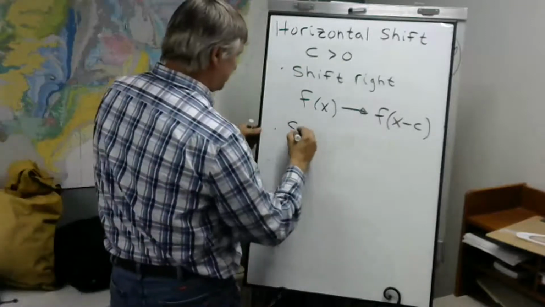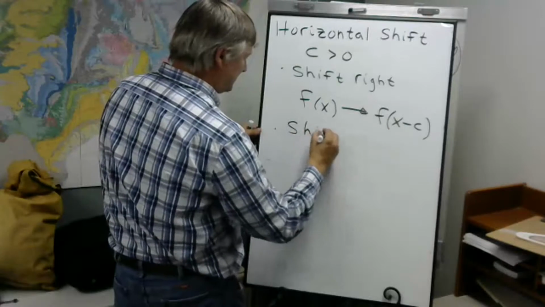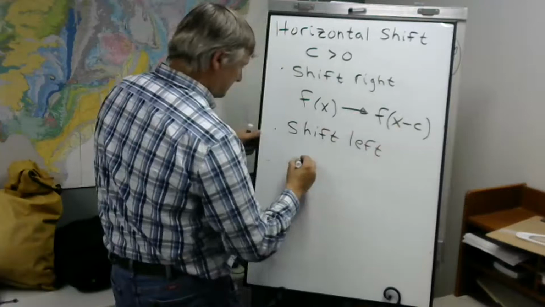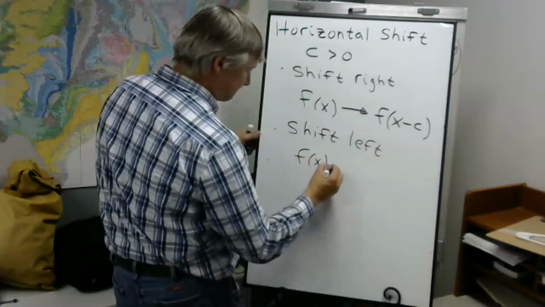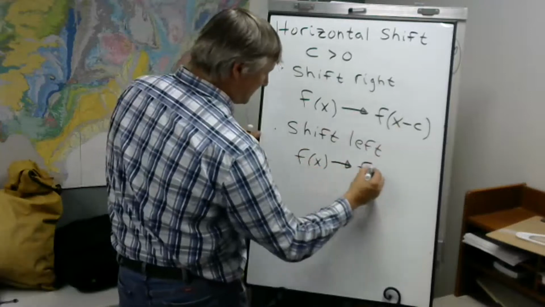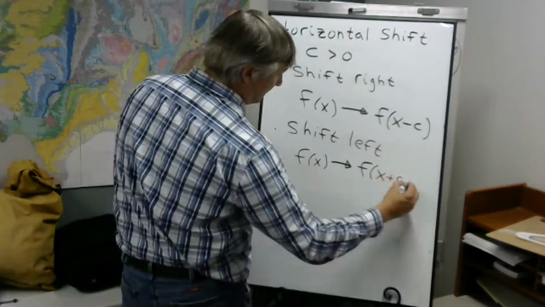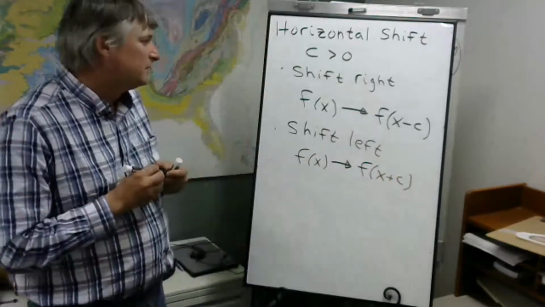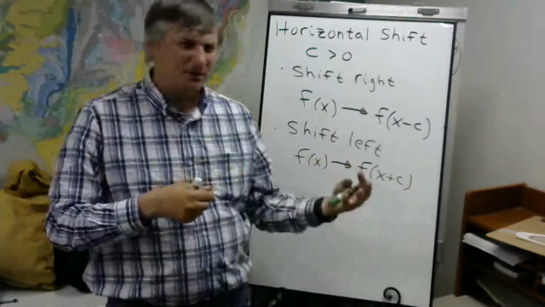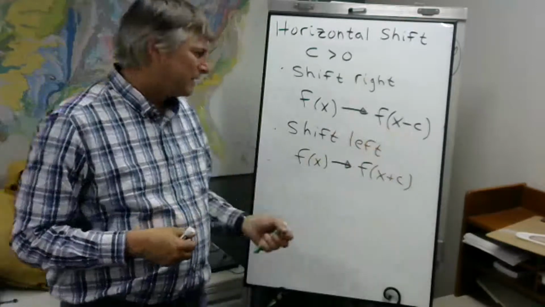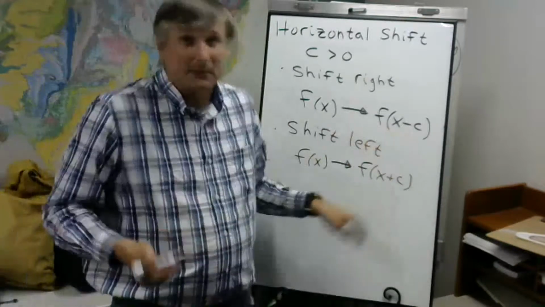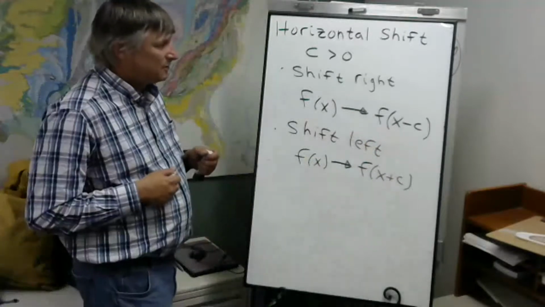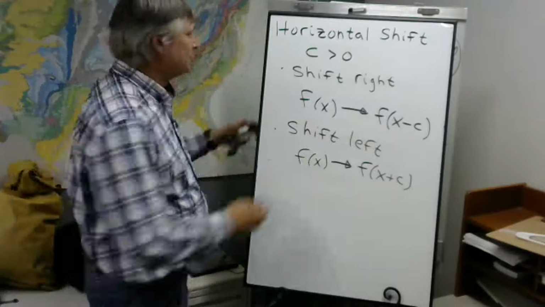But for a shift left in the negative x direction, you may have guessed it, f of x plus c, again, seems kind of counterintuitive from an aesthetic point of view. If you're going in the positive x direction, we're subtracting. If you're going in the negative x direction, you're adding. But that's just the way it is. All right. So let's look at an example.